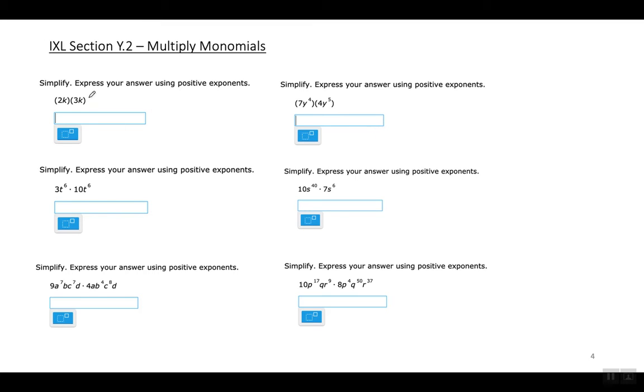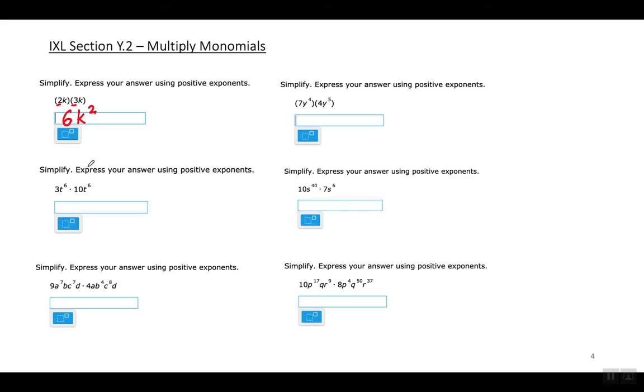Alright, so look, this is also very simple. The numbers, you multiply the number times the number. So in this one I got 2 times 3 is 6. And the variable k, I can only multiply it with this k, and you end up adding their exponents.